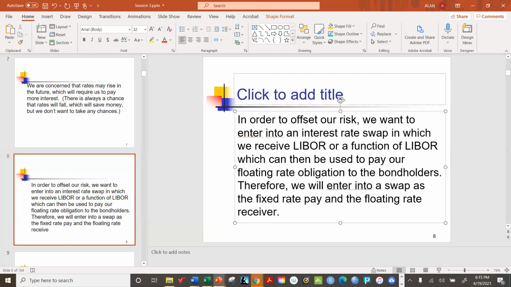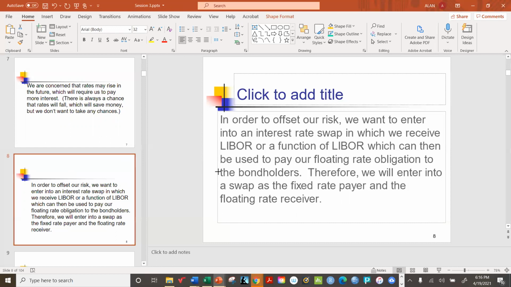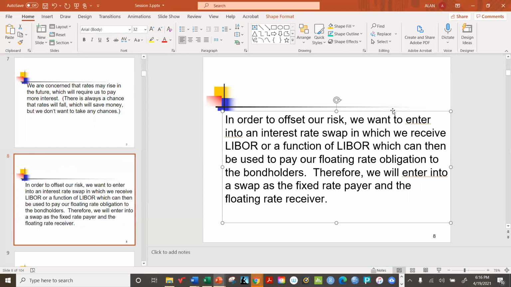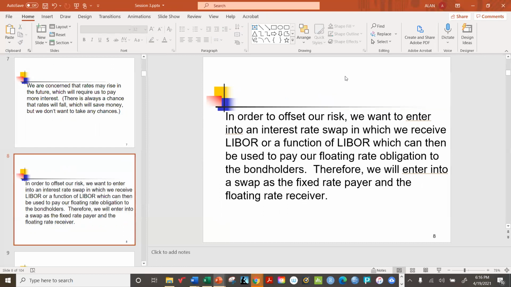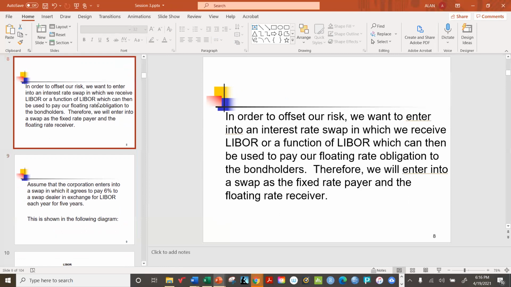In other words, the way to get rid of our risk is to enter into a swap as the fixed rate payer and the floating rate receiver. And that's the only way this is going to work. If we do the opposite, we'll actually make ourselves worse off. So now the question is, what exactly can we arrange with the dealer? And the dealer is typically an investment bank who makes a market in swaps.